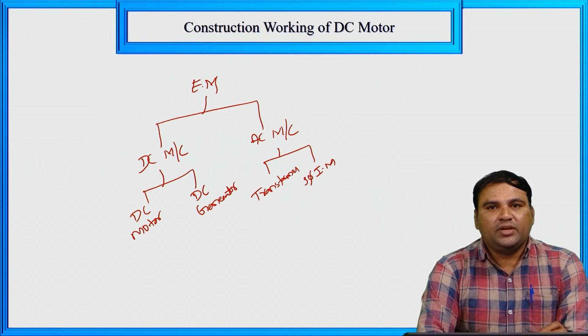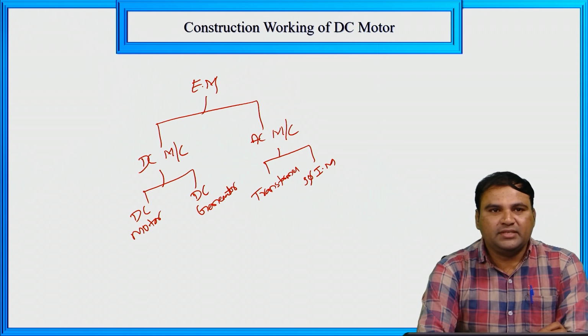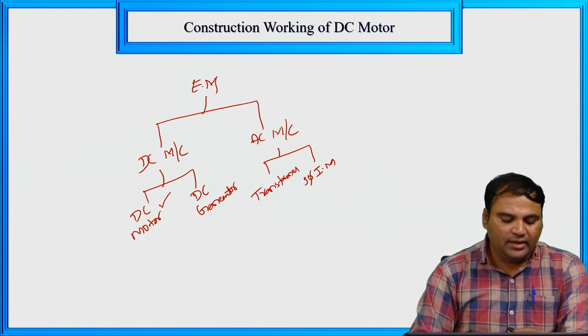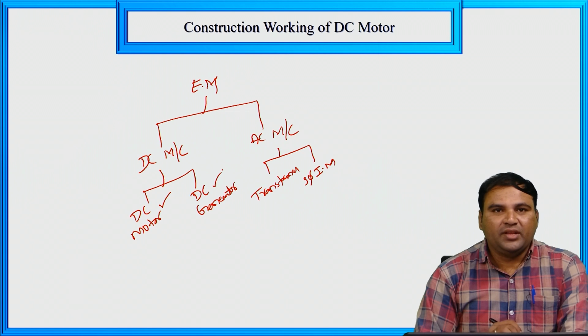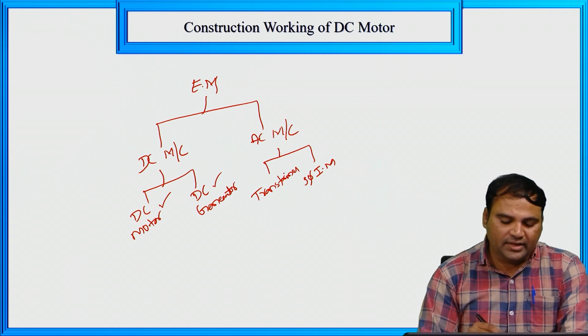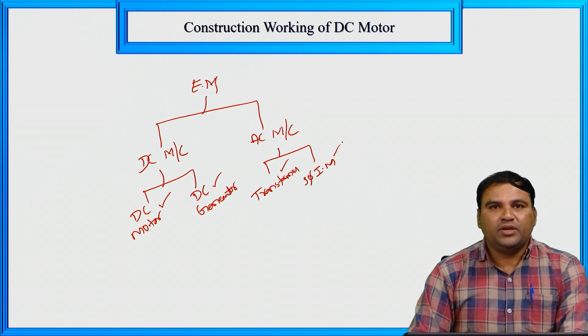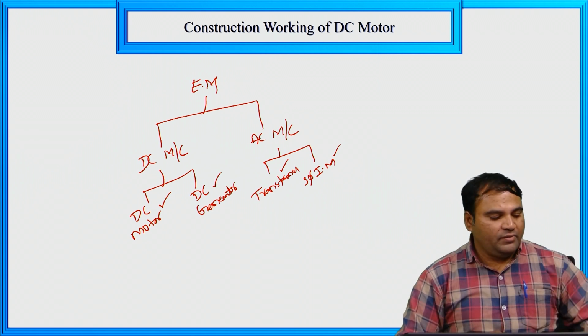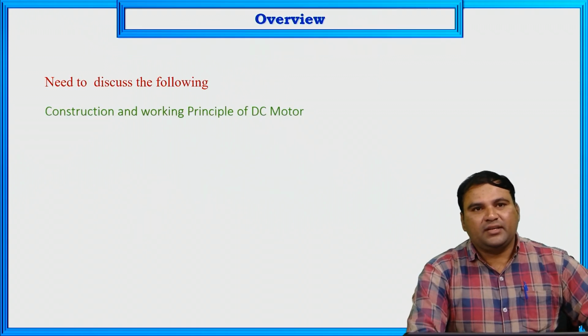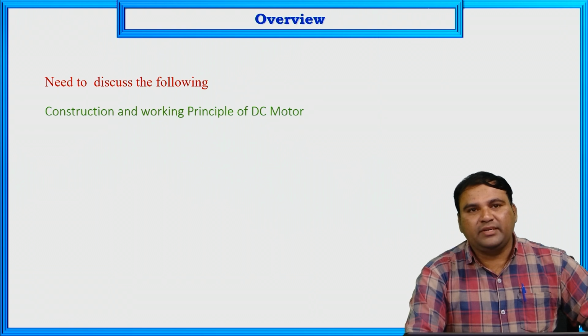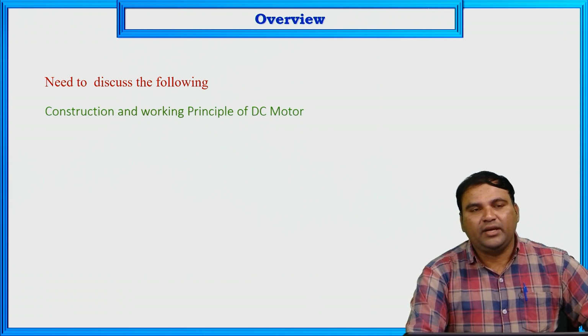So electrical machines consist of two parts: one is DC machine, another one is AC machine. The DC machine consists of the DC motor and DC generator, and the AC machine consists of the transformer and three phase induction motor. Now in today's video session, we are going to discuss the construction and working principle of DC motor.